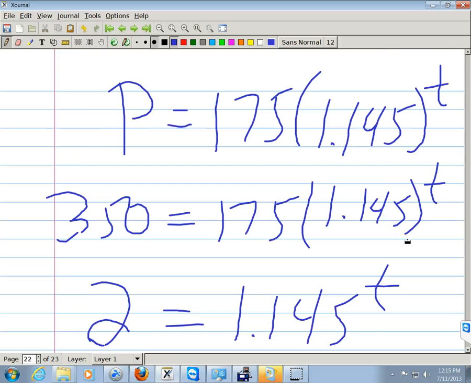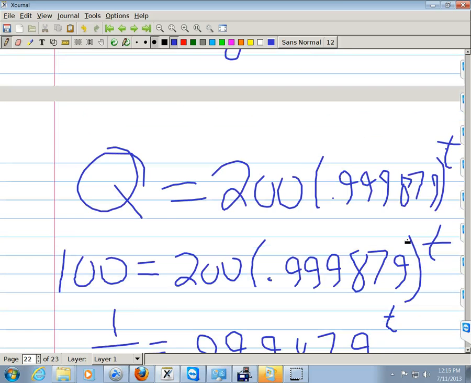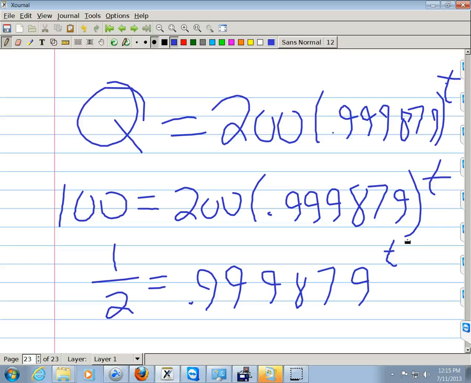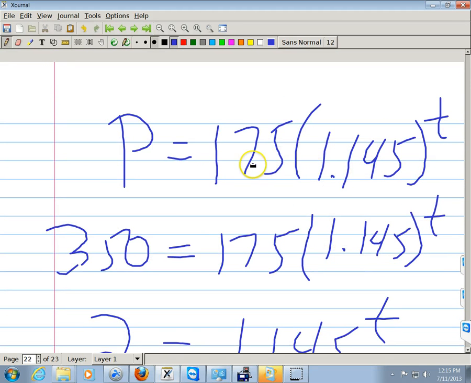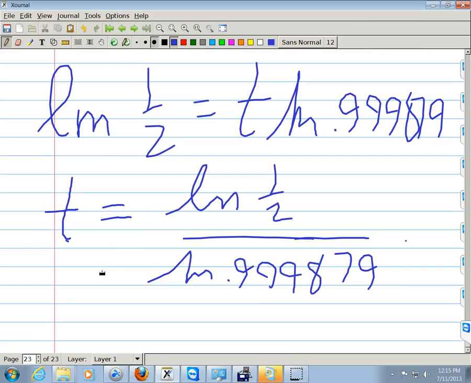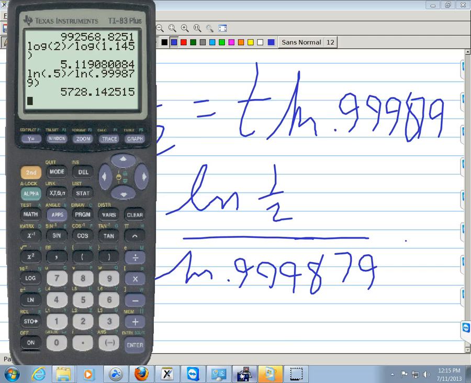How do you get doubling time? How do you get half-life? If I start off with 200, I want to know how long it takes to get half as much. Doubling time is if I started with 175, I want to know how long it takes to get to 350. Same concept. I don't like what they did there, so I changed it up. So that's about, what was it again? 5728. Well, let's say to the nearest year, 5728.